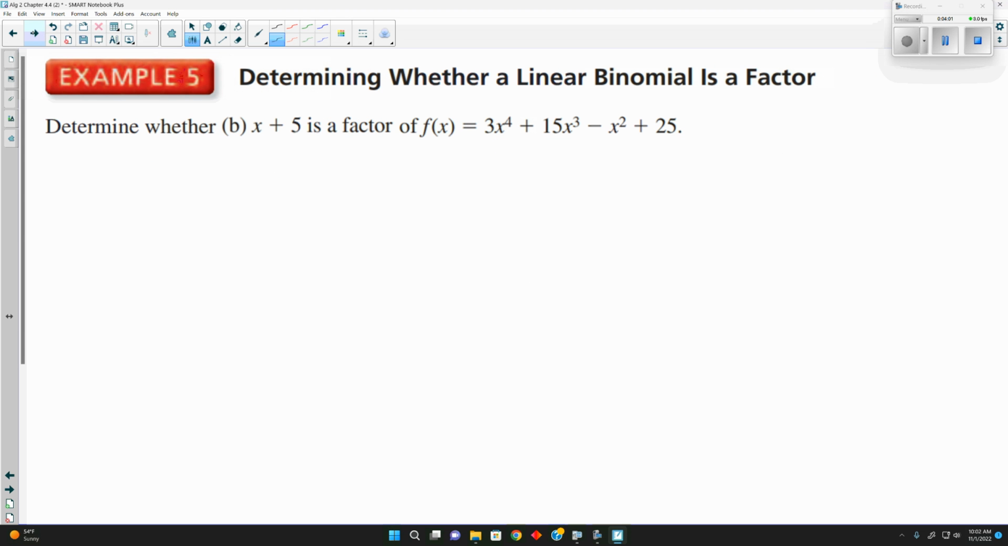Let's look at the next one. Determine whether x plus 5 is a factor of the polynomial 3x to the 4th plus 15x cubed minus x squared plus 25. So we can do it with synthetic division. Now we need to find the value that goes in the cubbyhole, so we can set it up as x plus 5 equals 0.